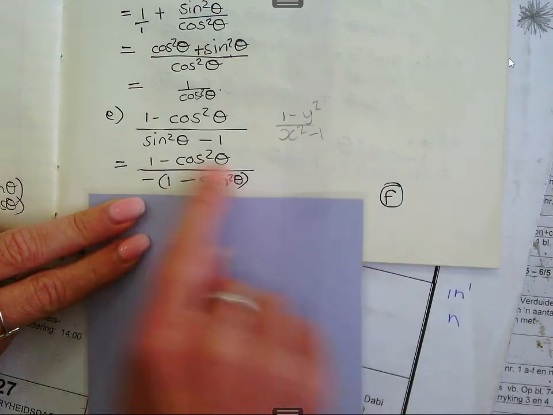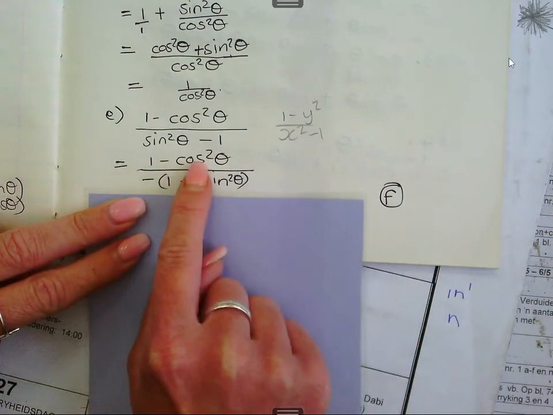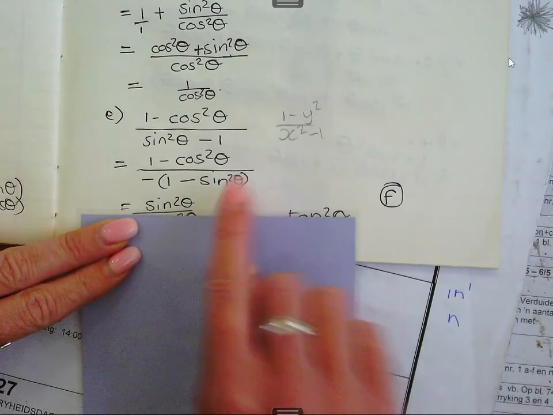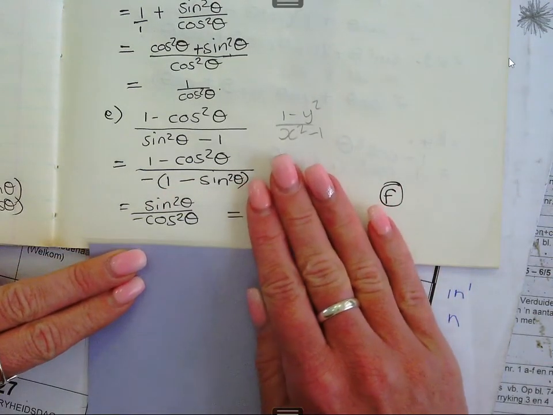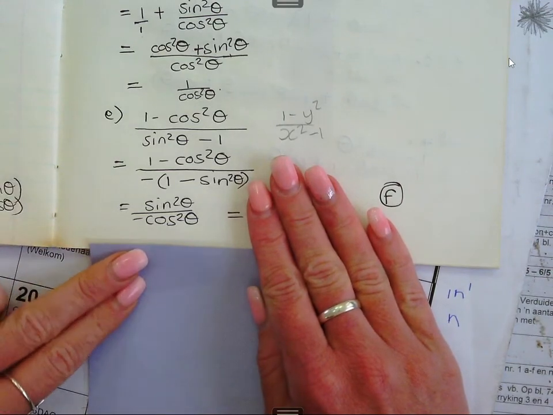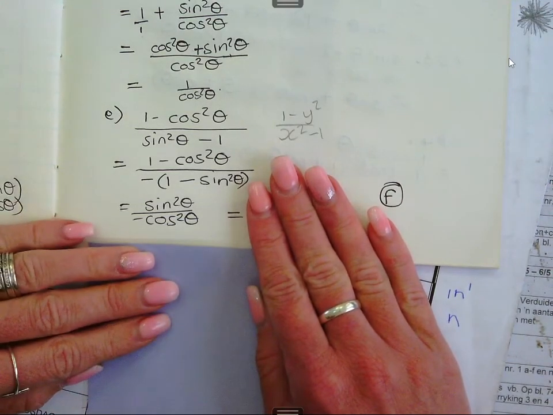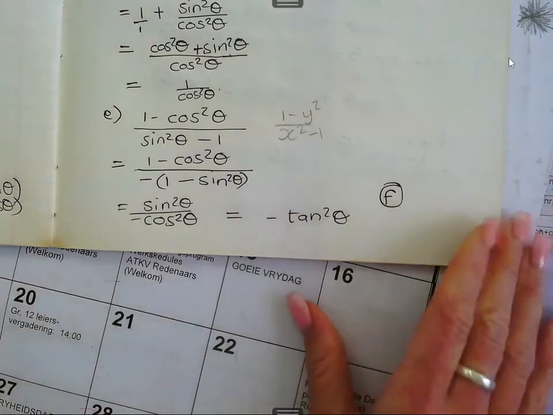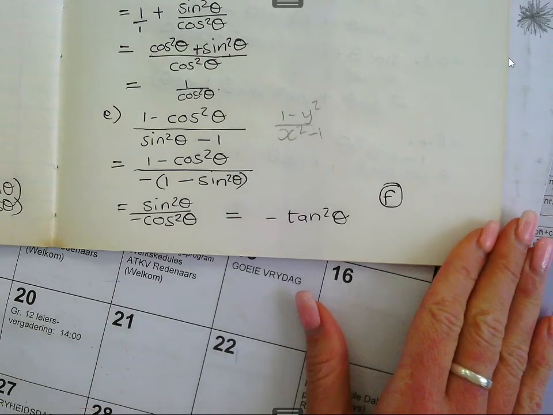Okay, so Komoto said that's an identity. 1 minus cos squared, what is it equal to? Sin squared. And what is 1 minus sin squared? Cos squared. So I've got sin squared over negative cos squared. What is that? Negative tan squared. Do you get it?